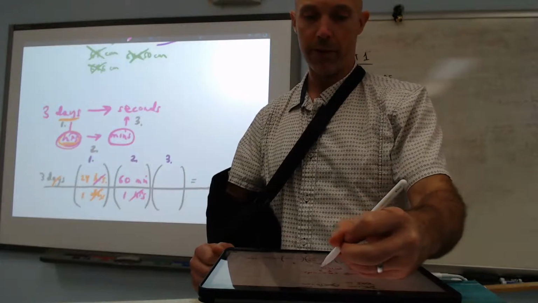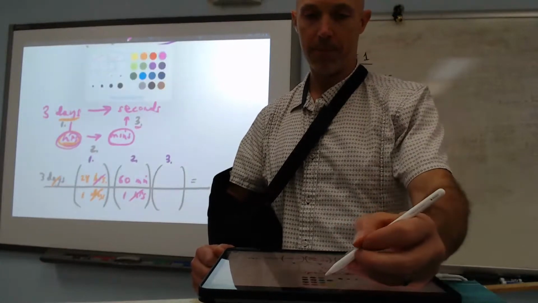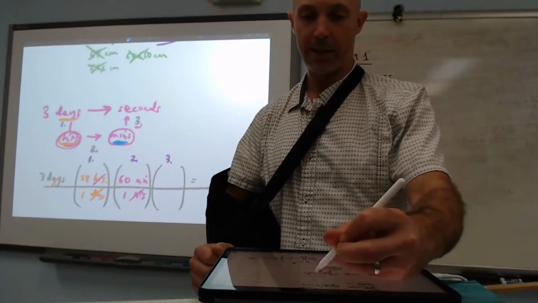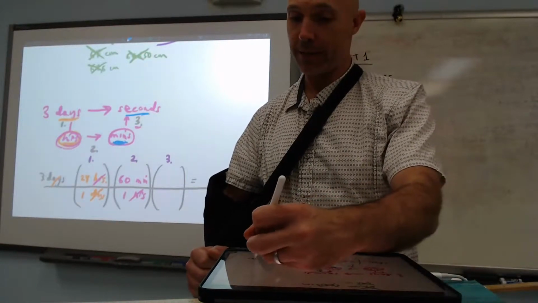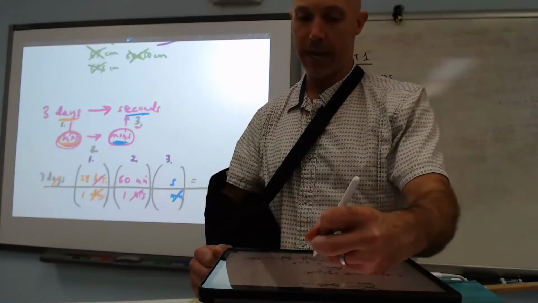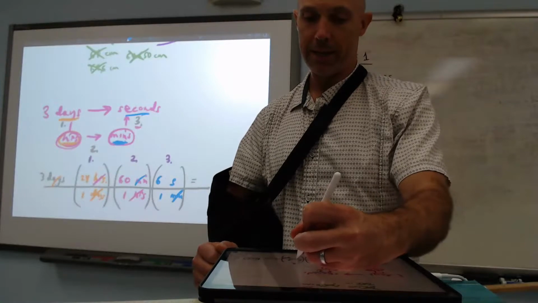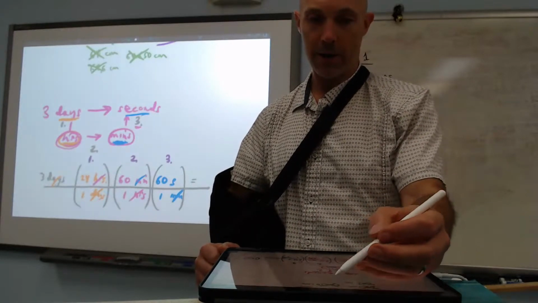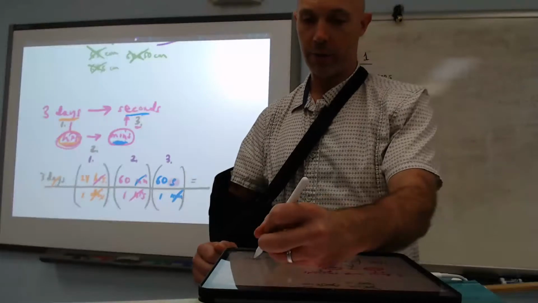That leaves us with step 3. Step 3 has us going from minutes to seconds. So we need seconds up top, minutes on the bottom, and they cancel. 1 minute is 60 seconds. So look at it, everything's canceled right now, except for seconds, which is what we want.